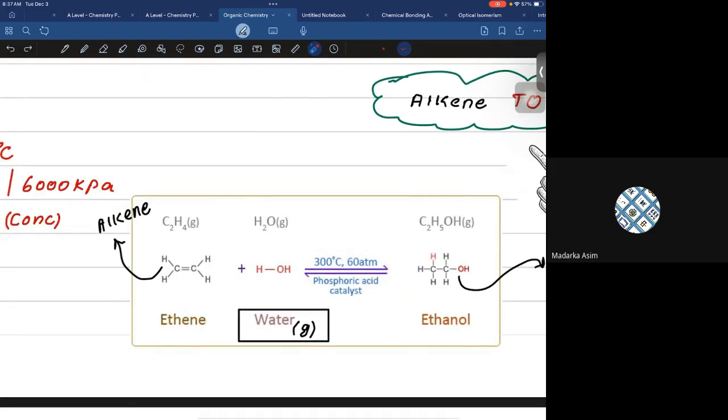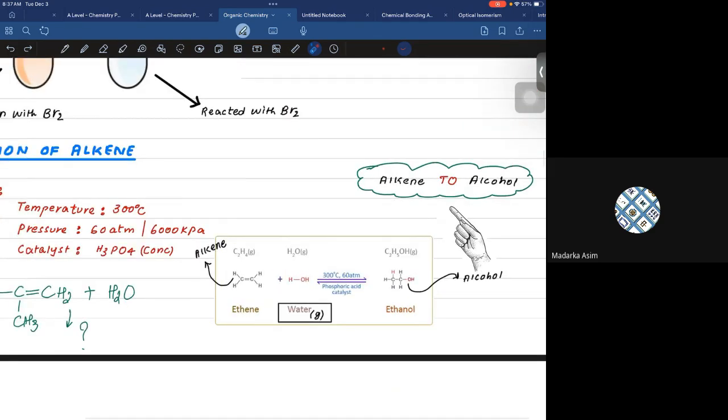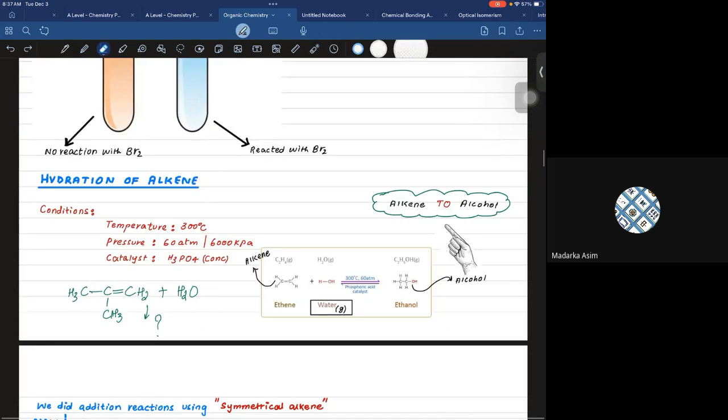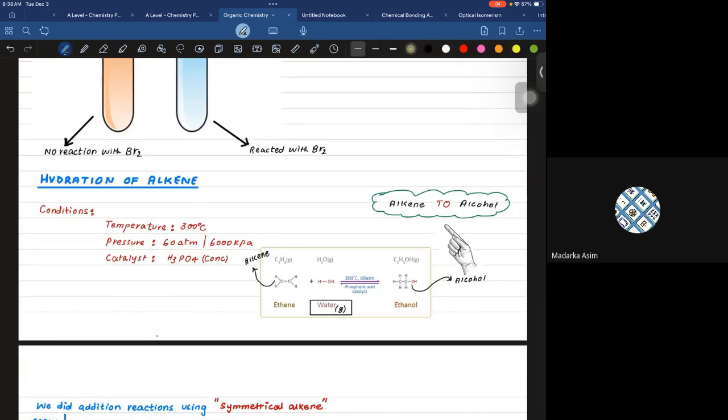It's very simple. But remember, hydration can only happen in the presence of alkene, so it would not react with alkane. Remember, it's the special reaction with an alkene.